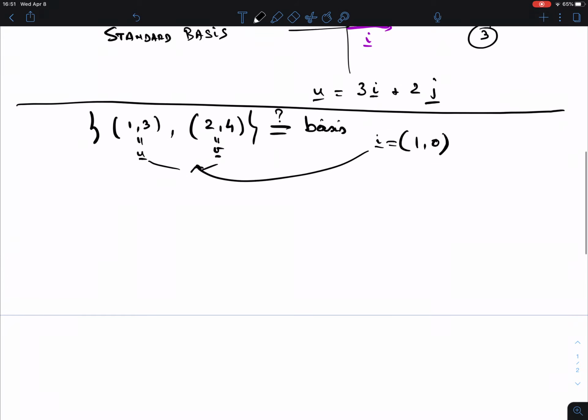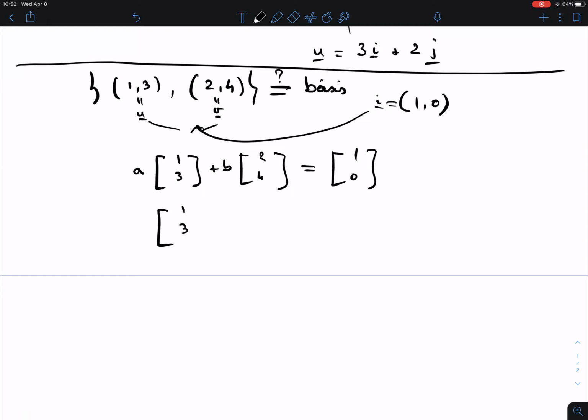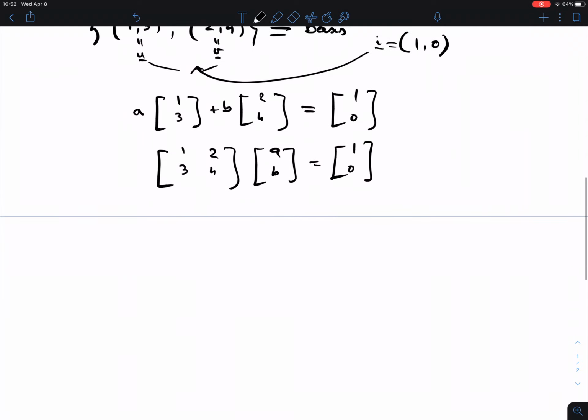Now, how do we do this? Remember, if you think of these as column vectors, 1, 3 and 2, 4, and this is 1, 0, right? So what I'm saying is that A times this vector plus B times this vector should be equal to that vector. That also meant, if you write it in matrix notation, that we have a linear system of equations. So the question is, can this be solved? Are there A and B that solve this equation?